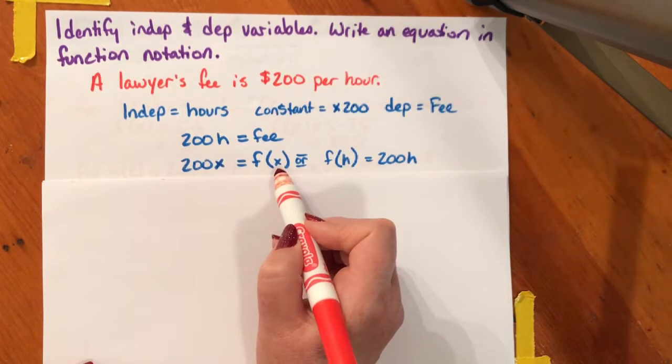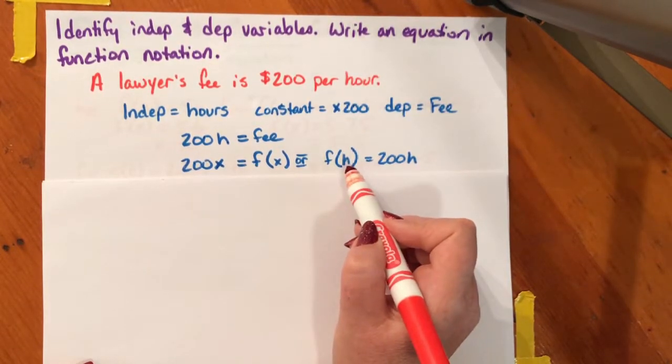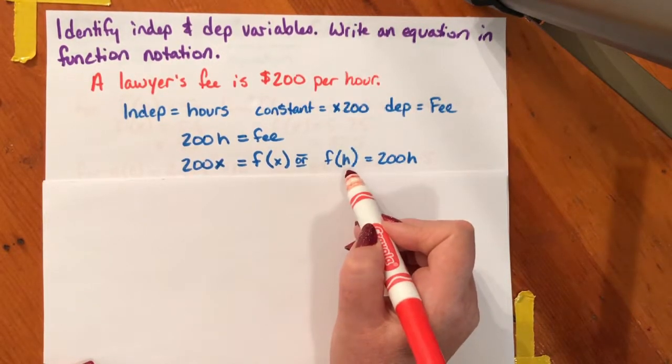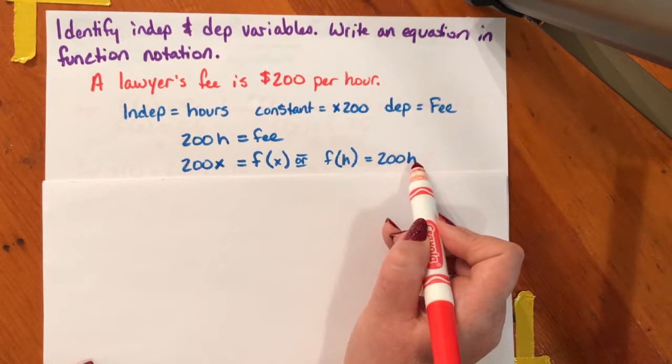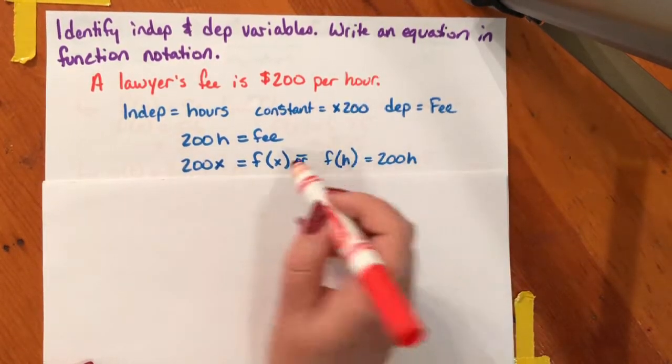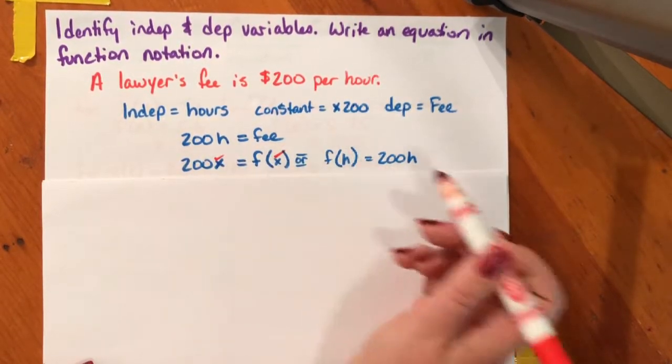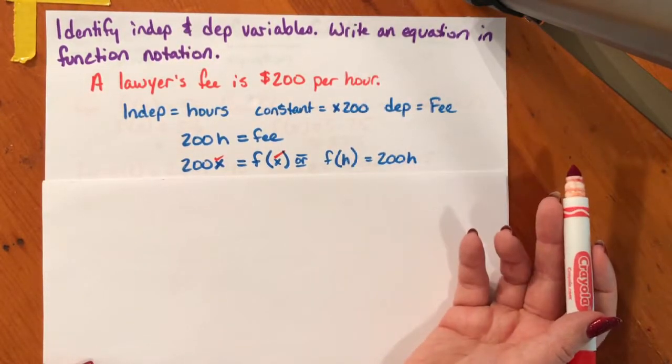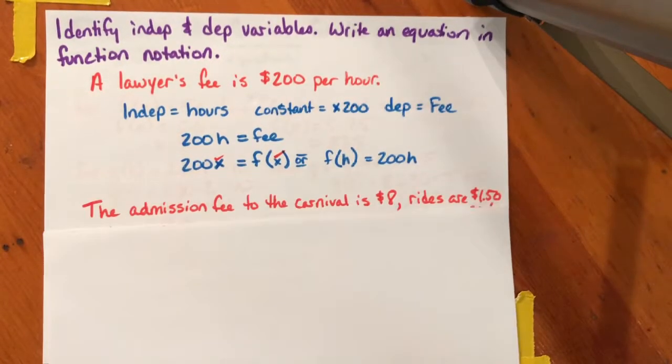Or, if you're looking at their example, they're calling their variable h. So f of h is 200 times h. Doesn't matter. Here I named my variable x. Here they named their variable h. Doesn't matter. The next problem.